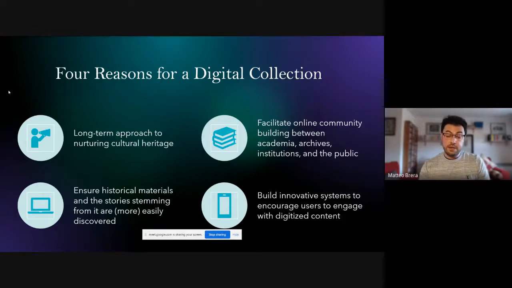And obviously, from a digital humanities perspective, these collections are important to help find new strategies to build innovative solutions to encourage users to engage with digitized content. And I was mentioning before the Omeka everywhere. Now we can have digital exhibits on the phone, and that helps, of course, us researchers and teachers as well, on the research and on the pedagogy front.